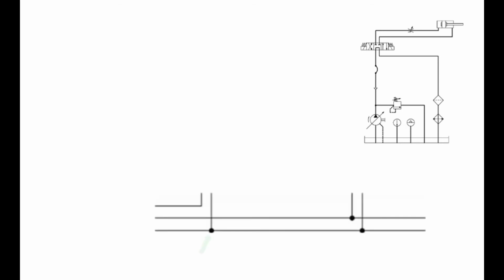You have already become familiar with lines and line connections. It is important to note that lines are only connected one with another when their connecting line junctions are clearly marked with a dot. Lines that cross each other without a dot are not connected one with the other. In that case, the lines are shown crossed purely for schematic purposes.